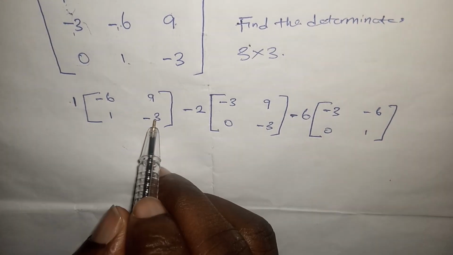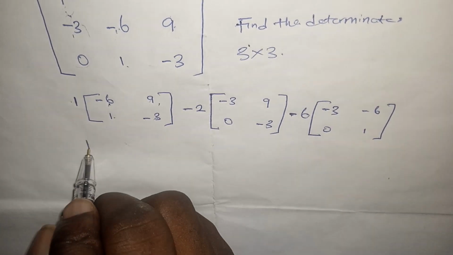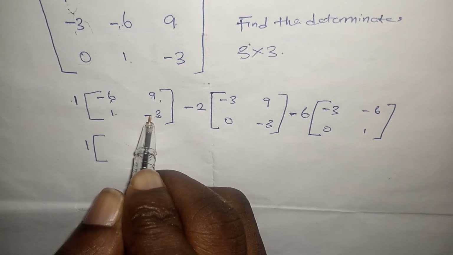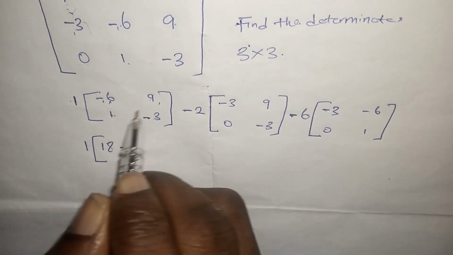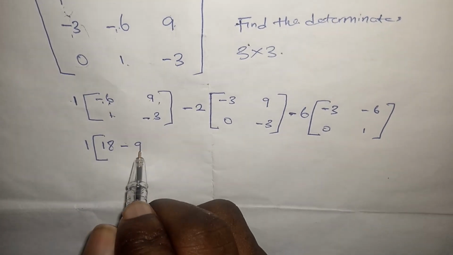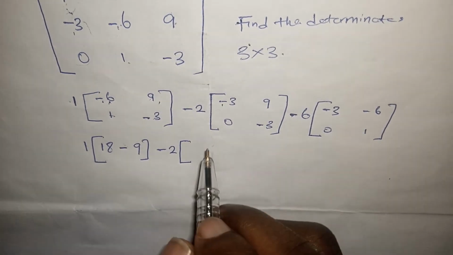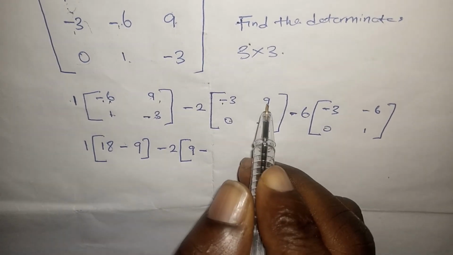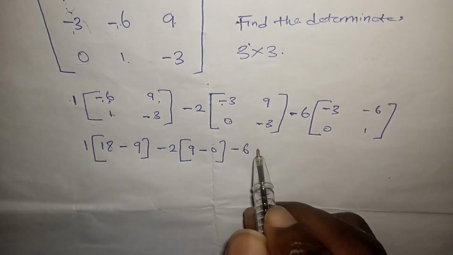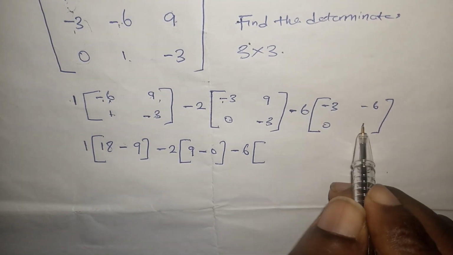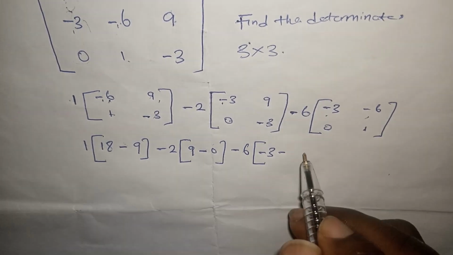From here we can cross multiply this with this, and this with this. So if we do that, we can put 1 here. Negative 3 times negative 6 is going to give us a positive 18, minus 1 times 9, which is 9. So we are going to have negative 2 here. Negative 3 times negative 3 is going to give us a positive 9, minus 0 times 9, which is 0. We're having a minus sign here, 6. Positive 1 times negative 3 is going to give us a negative 3, minus this times this, which is 0.